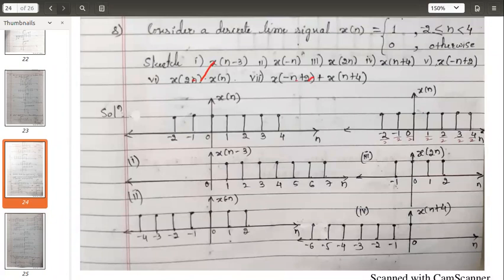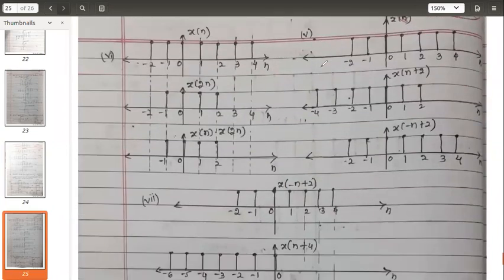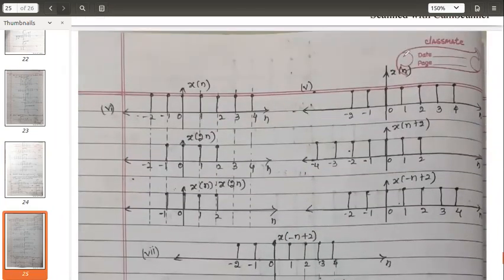Let me go to this and then I will solve this. Okay, but for this I need this. So let me see this x of minus n plus 2. Let's take that. Yeah, this is your x of n. Range is between -2 to 4.